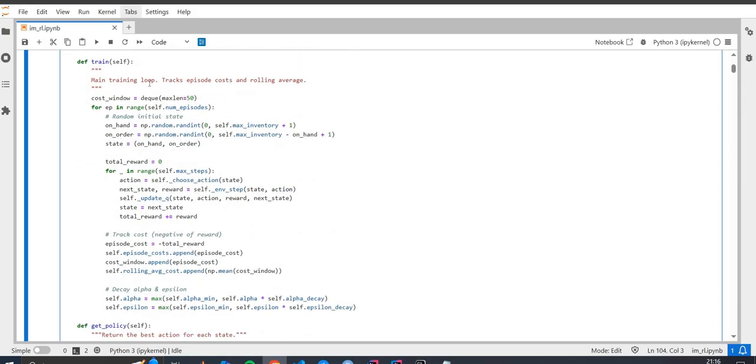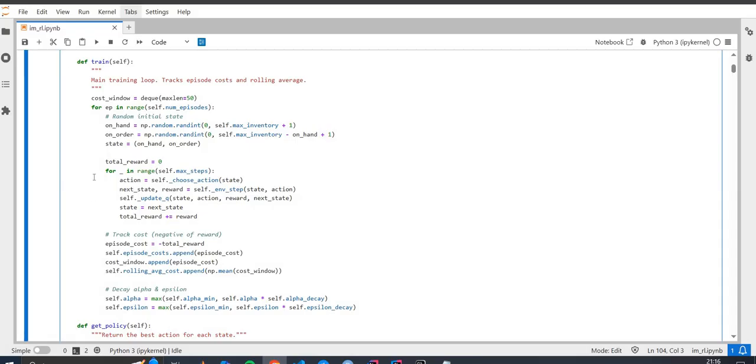Okay, now let's move on to the train. This is the main training loop where everything comes together. The agent runs through a set number of episodes, each one representing a full simulation of the inventory system. At the beginning of each episode, it starts with a random initial inventory state. Then, step by step, it picks an action, interacts with the environment, receives a reward, and updates its Q values.